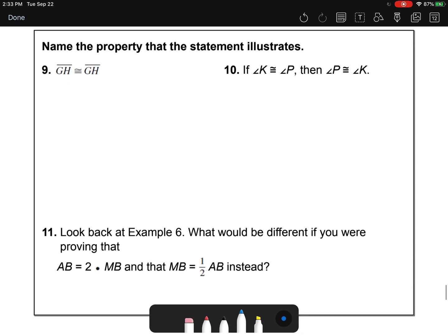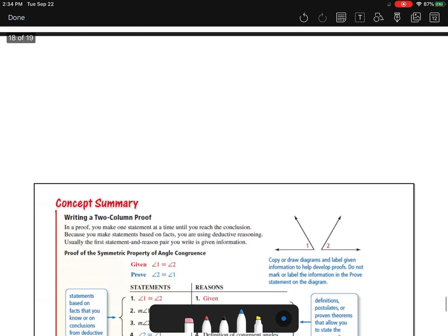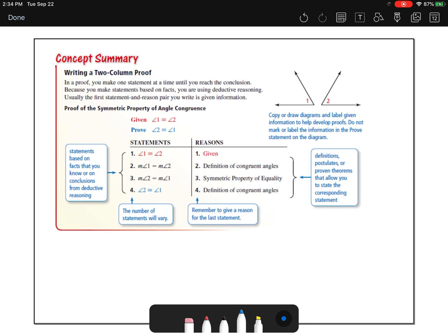Okay, I'm going to go to this next slide here and talk a little bit about naming the properties again. All right, so what is the property that statement number 9 illustrates? GH is congruent to GH. Right, that is reflexive. How about if angle K is congruent to angle P, then angle P is congruent to angle K? That is symmetric. And then we're not going to worry about that one there.